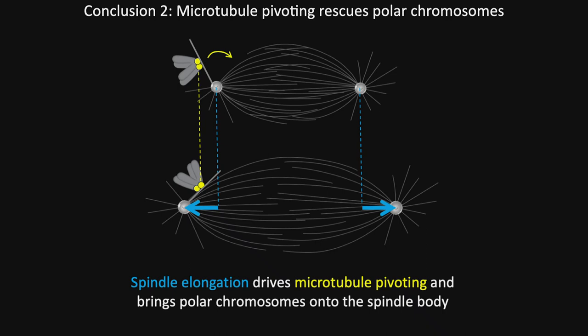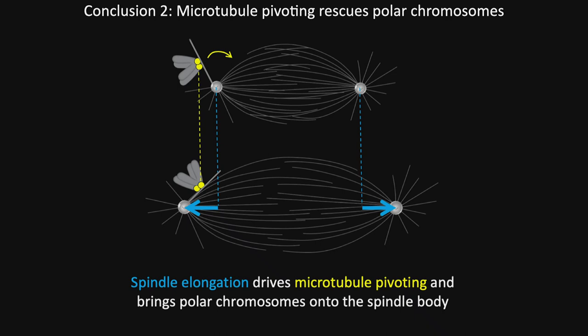We think that the spindle elongation is driving microtubule pivoting. So the spindle is elongating, the centrosomes are moving apart. The chromosome is remaining more or less in the same location with respect to the cell, in the coordinate system of the cell. It's bound to the microtubule. The spindle elongation is driving the pivoting of this microtubule, and in the end, the chromosome ends up from the back side of the pole to the front side of the pole and attaches to the microtubules here.